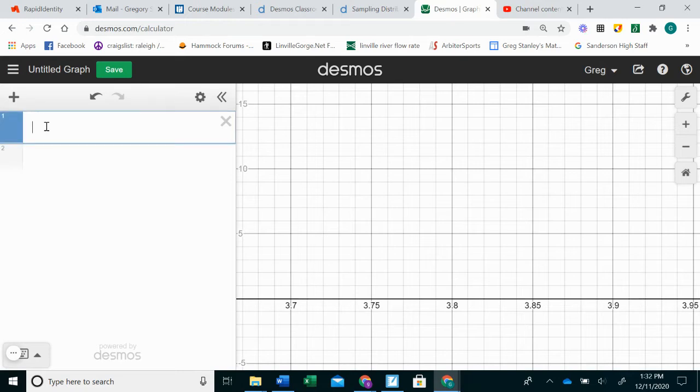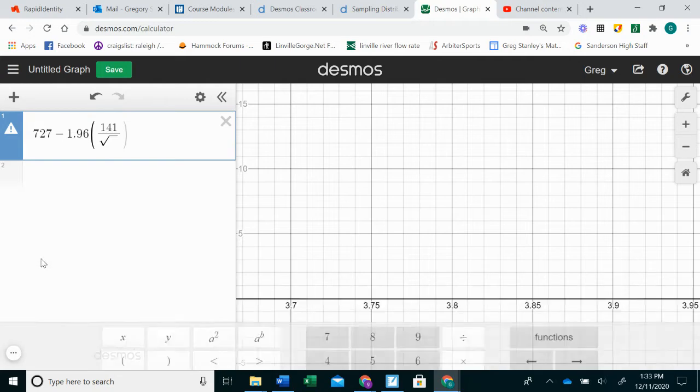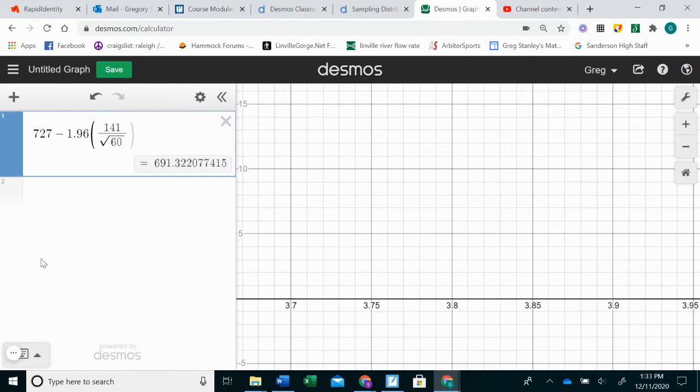All right. If you want to try to do this almost all in one step, you can. I'm going to try that here. 727 plus, actually I'm going to do the minus first. 727 minus 1.96 parentheses 141 divided by the square root, and then our sample size of 60.